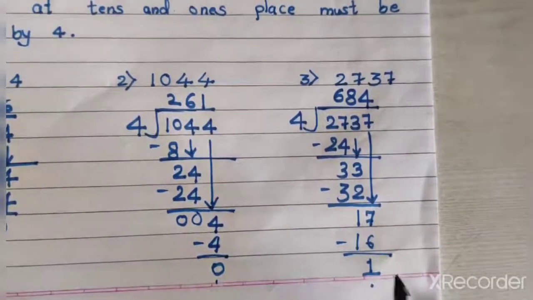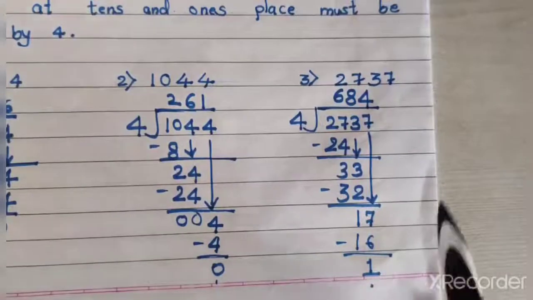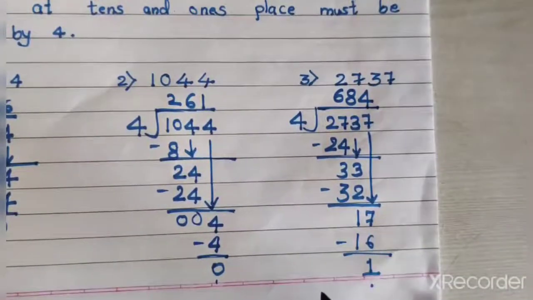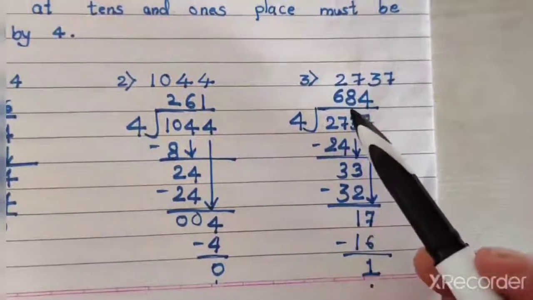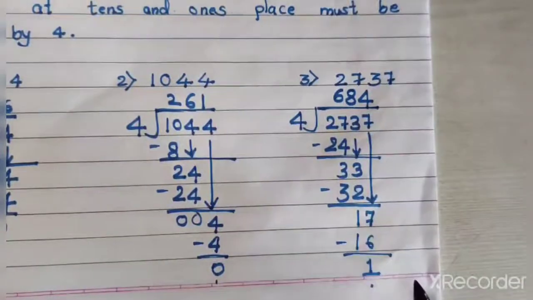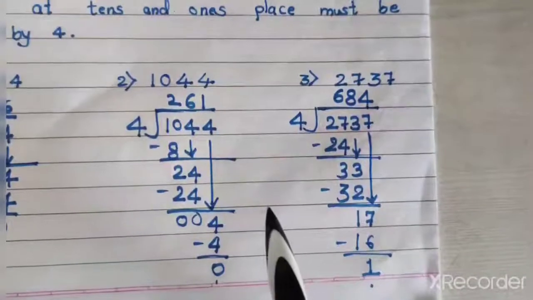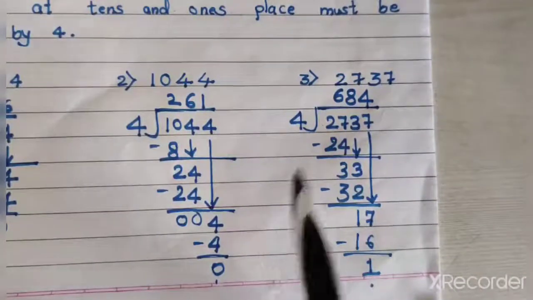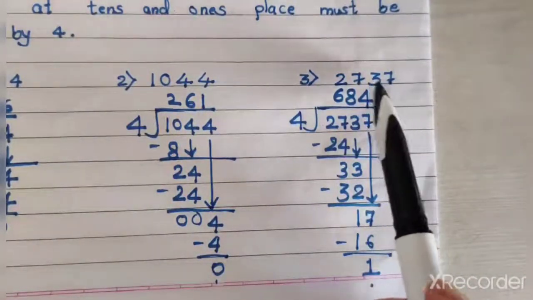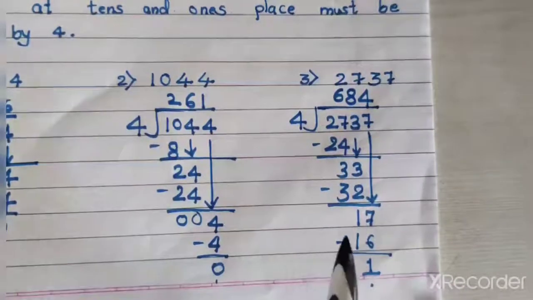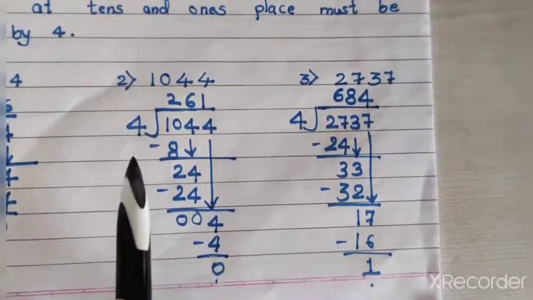But you can see here the remainder is left. So we can say that the given number is not divisible by 4. So you don't have to go through the actual division. You just have to decide whether this number is divisible by 4 or not. So how are you going to decide? You are going to decide by observing the last 2 digits only, and you have to say either yes or no.